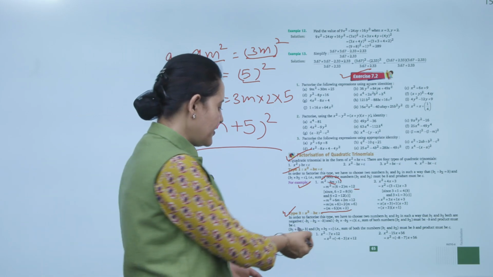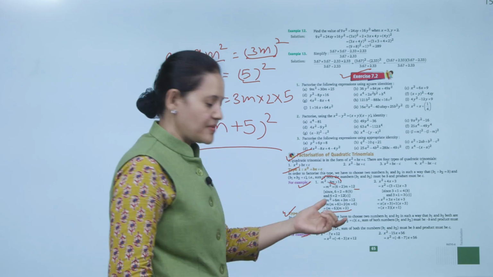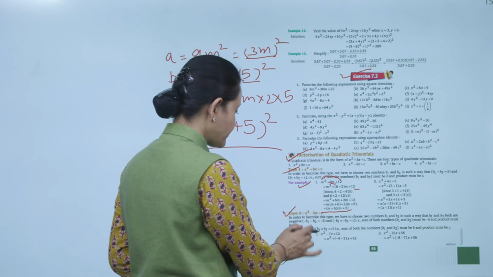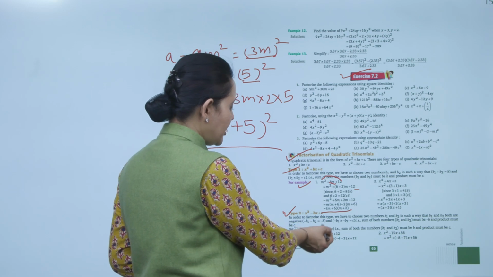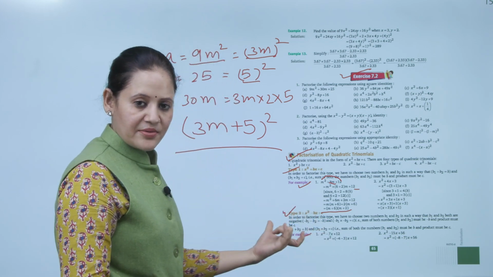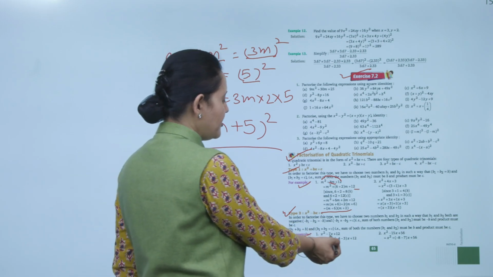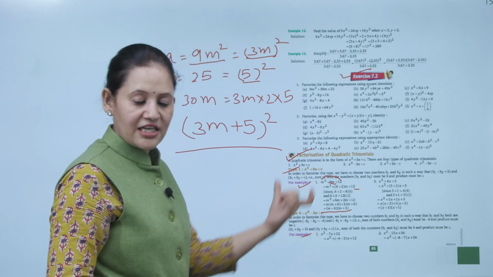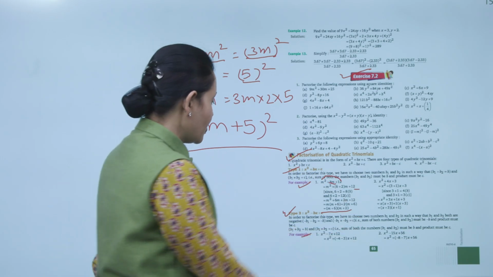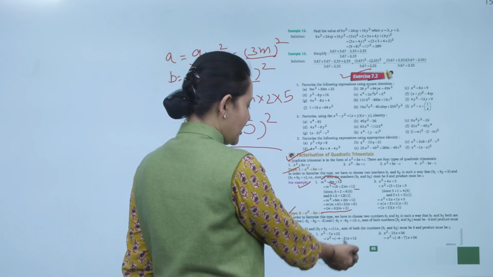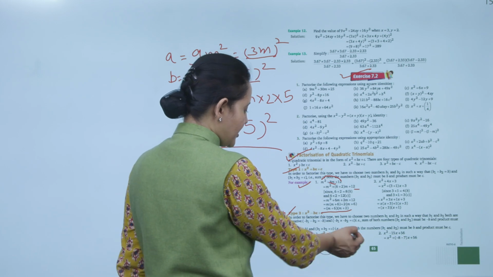Let's take an example: x square minus 7x plus 12. So now we'll split the middle term in a way that the product should be equal to the extreme term, 12x square. So x square, and when we add them together that should be equal to the middle term. So x square minus 4 minus 3 into x plus 12.